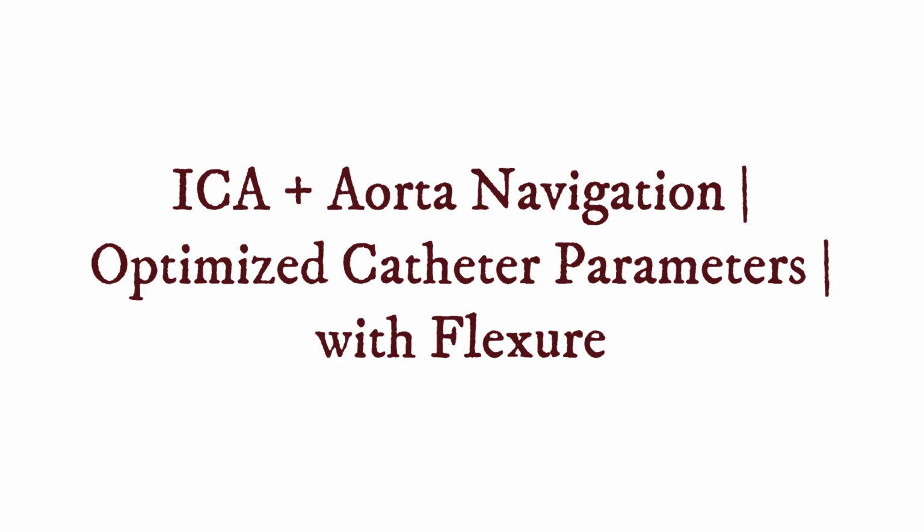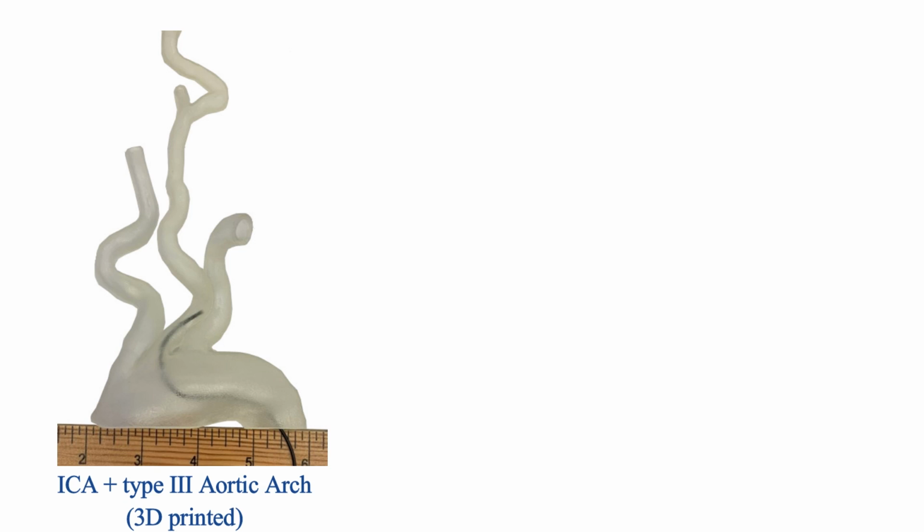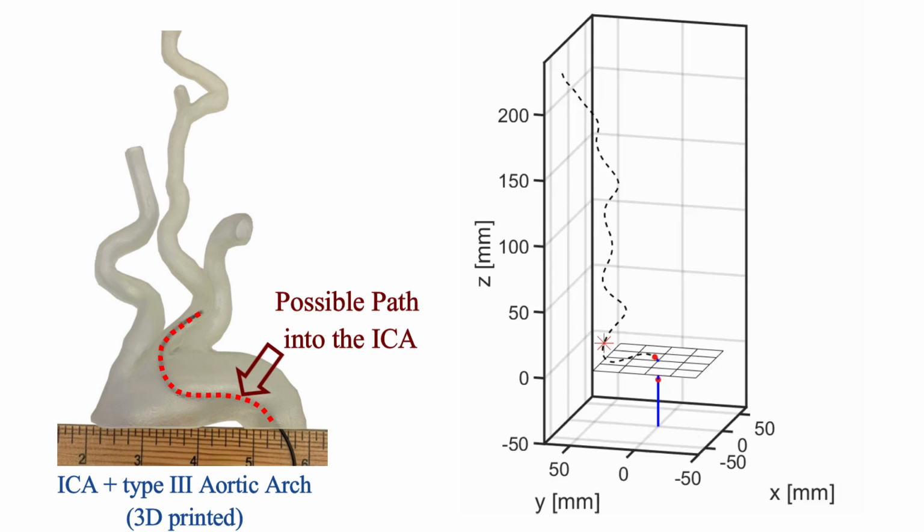Next, we evaluate the ability of this optimized catheter to traverse a type 3 aortic arch into the ICA. We selected and digitized a path through the aortic arch into the ICA, and we used it to create a combined path that includes both the ICA and the aorta. As you can see, the optimized catheter is able to successfully traverse the aorta and navigate the ICA.